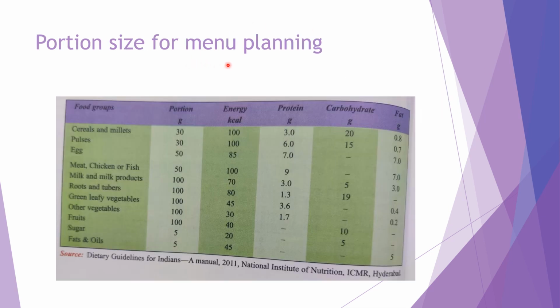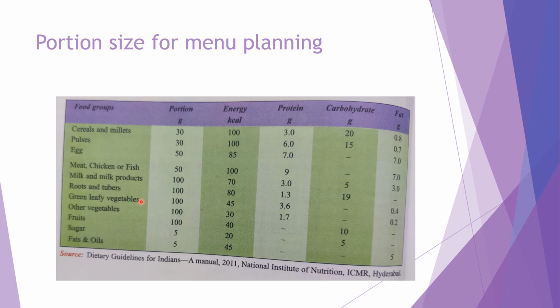Firstly, for doing exchange list, we have seen the exchange list in the previous slides. So we have to decide the exchange lists. In brief, whatever we have seen is clubbed together in the different food groups. Cereals and millets: 30 gram is one portion, provides 100 calories, 3 grams of protein and 0.8 grams of fat. Pulse, eggs, meat, chicken, fish, milk and milk products, roots and tubers, green leafy vegetables, other vegetables, fruits, sugar, fats and oils. All these exchanges we have seen in detail in the previous slides.